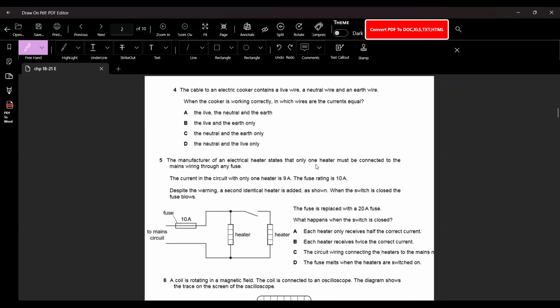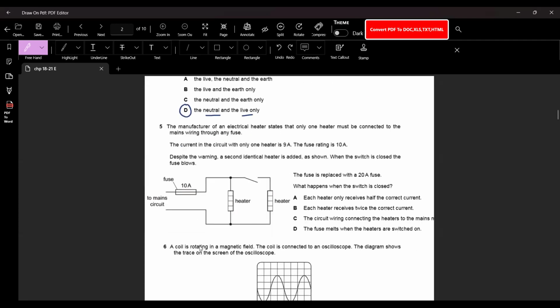Let's skip that. Moving on to the next one: the cable to an electric cooker contains a live wire, neutral wire, and earth wire. When the cooker is working correctly, in which wires is the current equal? In which two wires is the current equal? The live and the neutral one? Yes, because the current goes in through the live wire and returns through the neutral wire, so these are the only two wires in which the current is equal.